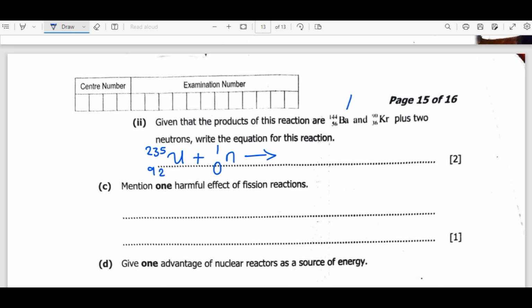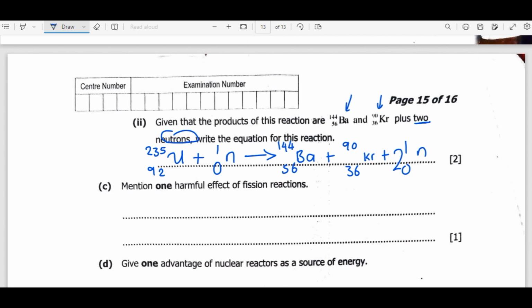Then we are given the first product, which is barium with 144. We have 56 here, plus krypton 90, 36 Kr, plus 2 neutrons. So you need to follow the information. So this is 1 neutron, so for 2 neutrons you put 2 here. Now what you need to make sure is that the mass numbers on the left side must be equal to the mass numbers on the right side.